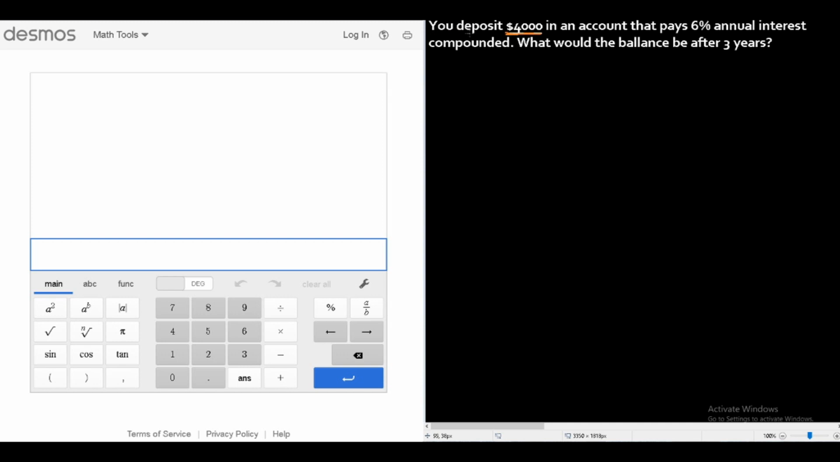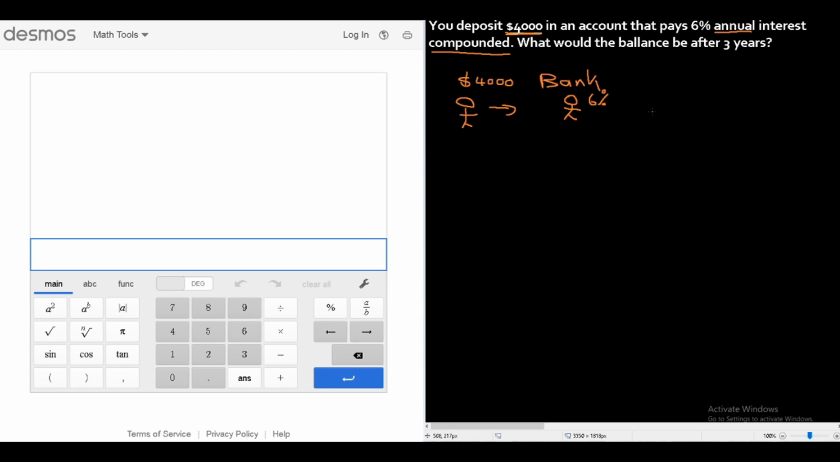Meaning that you deposit 4,000. Meaning if I go to the bank, I'm going to the bank with $4,000 in my pocket. I come to the bank and there's little Johnny. Little Johnny tells me if I invest my money into their bank, I can get 6% on top of my money. But we follow compounded annually.